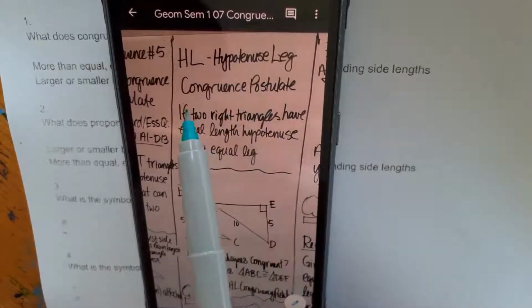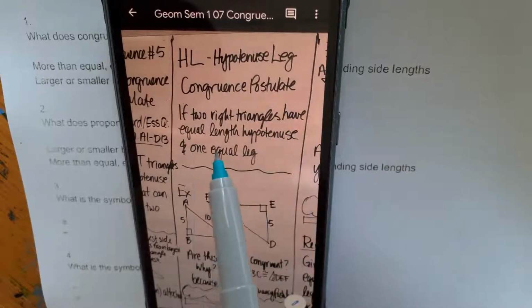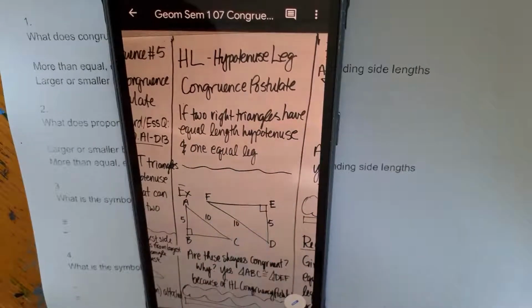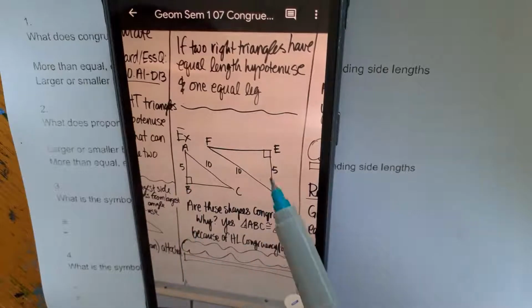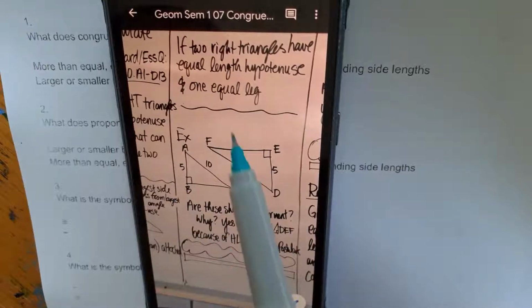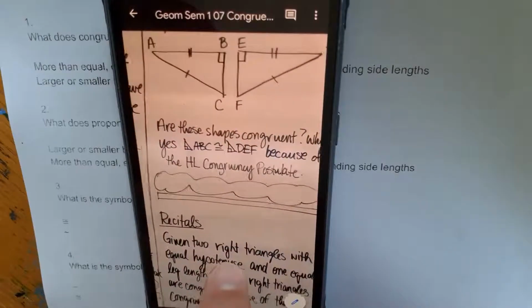This one's called the Hypotenuse Leg Congruency Postulate. If two right triangles have equal length hypotenuses and one equal leg, they're congruent. Here's an example: a hypotenuse of 10 and a leg of 5, and a hypotenuse of 10 and a leg of 5. They're congruent because they're right triangles, and we can say so because of that HL congruency postulate.